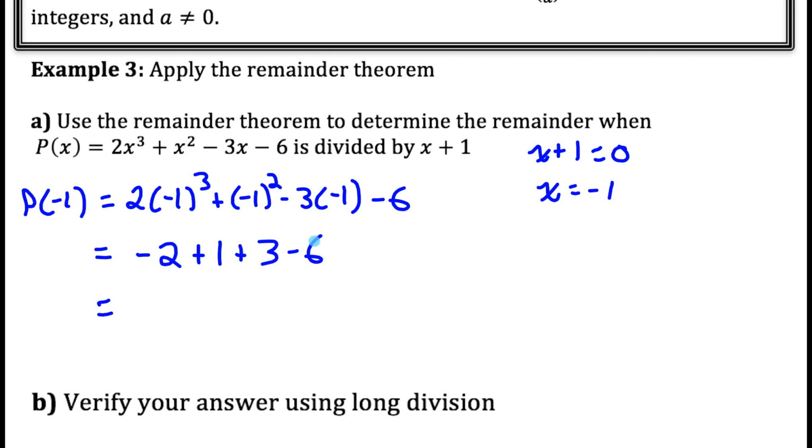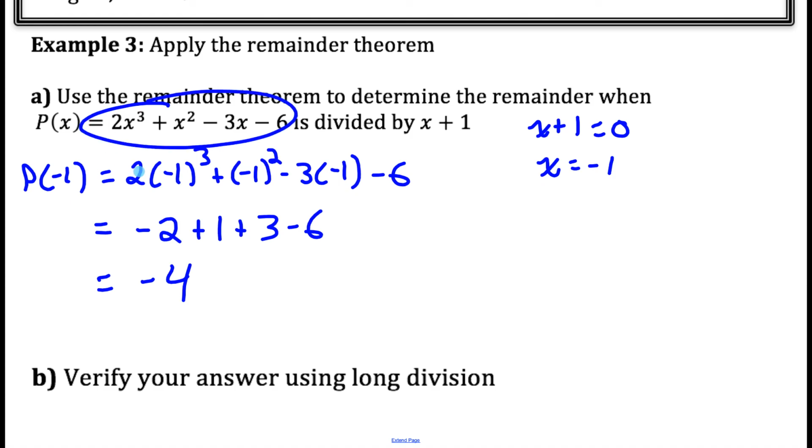So if we evaluate this, -2 plus 1 is -1, plus 3 is 2, minus 6 is negative 4. So if we were to do this polynomial divided by this divisor, we would get a remainder of negative 4. It doesn't tell us anything about the quotient, but it tells us the remainder, which is going to be really helpful later when we're trying to factor polynomials. We're going to need to be able to figure out what makes the remainder be 0, so it's going to be useful to be good at the remainder theorem to do quick checks.